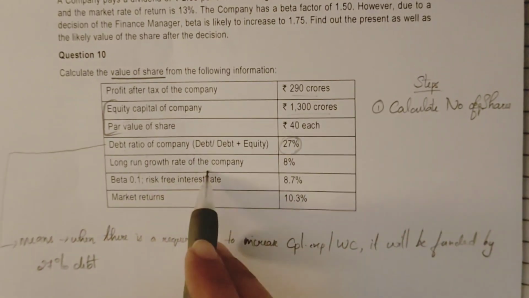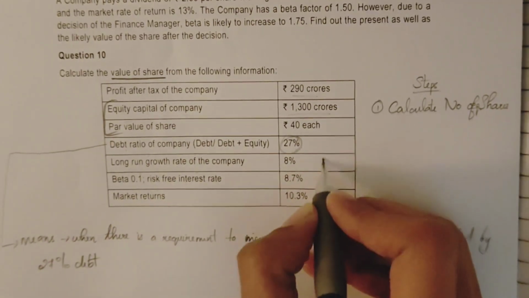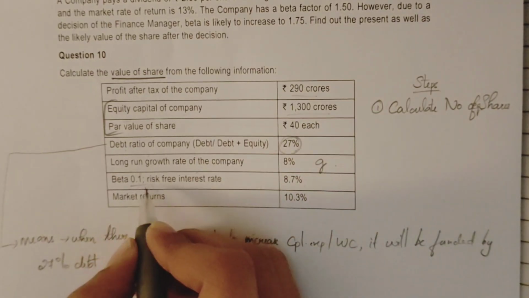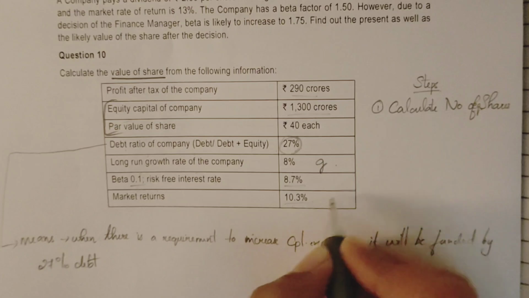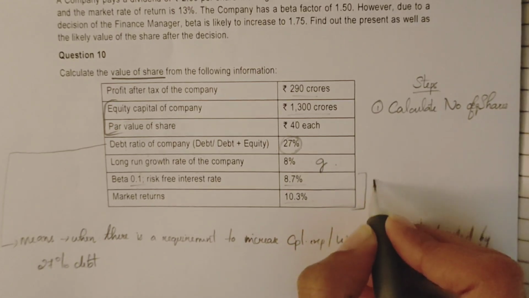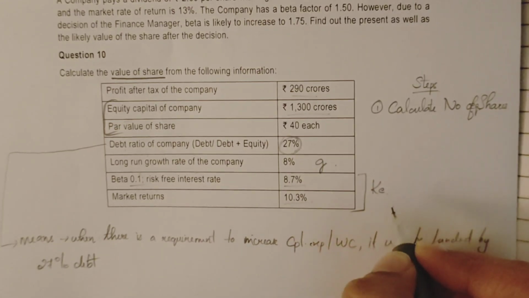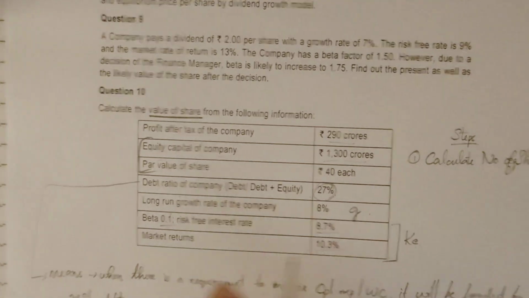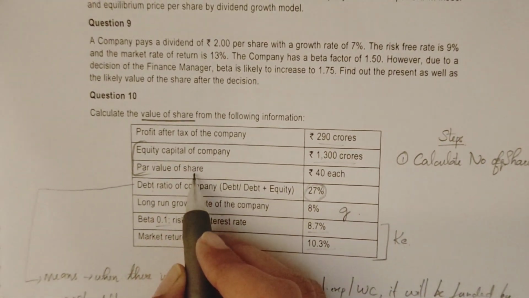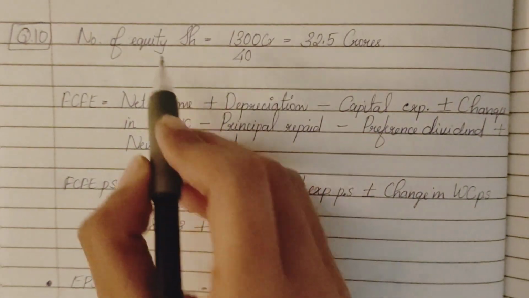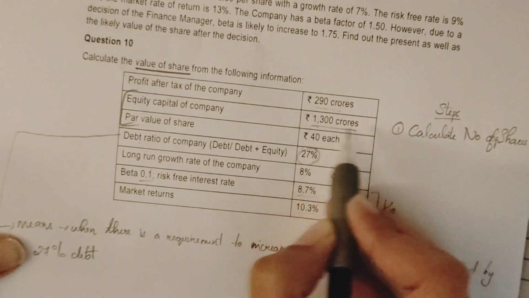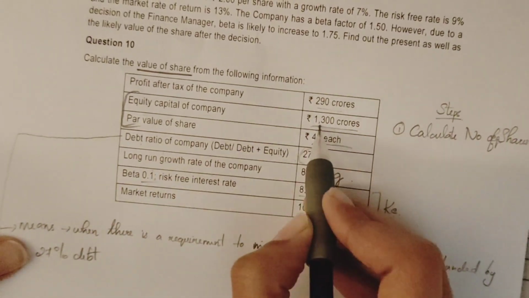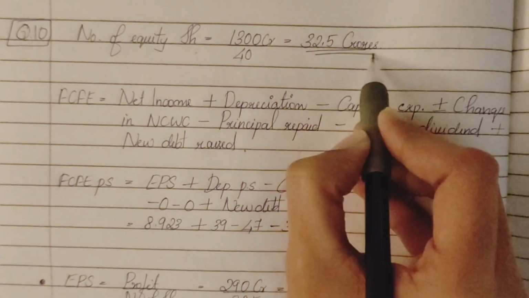Then long run growth rate of the company is given 8%. Then beta 0.1, risk free interest rate 8.7 and market return 10.3. So with this data we can find the cost of equity. So what is the first step? First step, we need to compute the number of shares. So number of equity shares is equal to total value of equity share divided by face value. So 1300 divided by 40, you will get 32.5 crore.